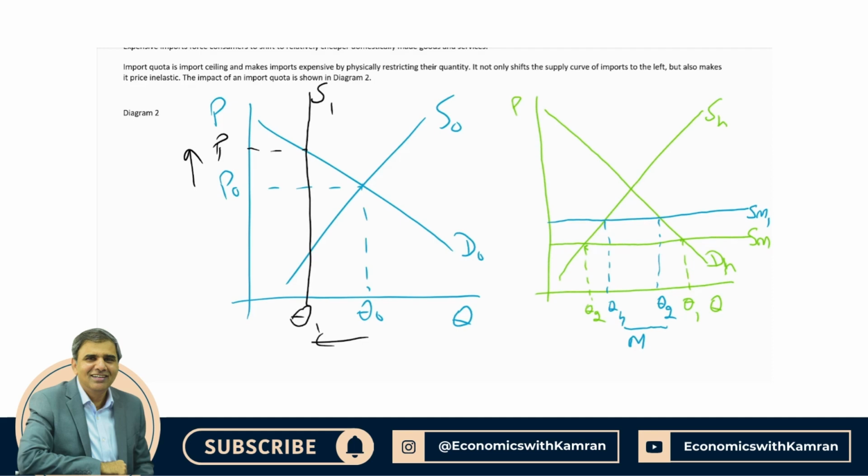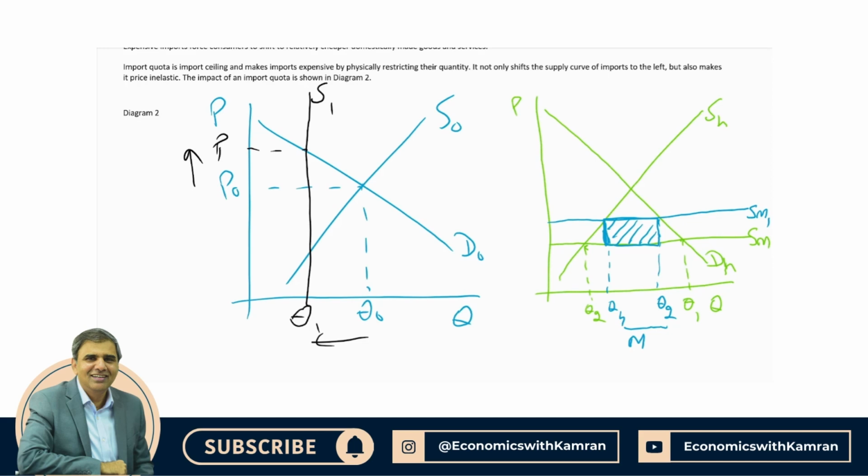Imports are less. Now this shaded area is the import tariff, that is revenue, because this is a per unit tariff. This line is the per unit tariff multiplied by the quantity, and this is the tariff revenue. Now that is another diagram you can make, that import tariffs are reducing the quantity of imports.